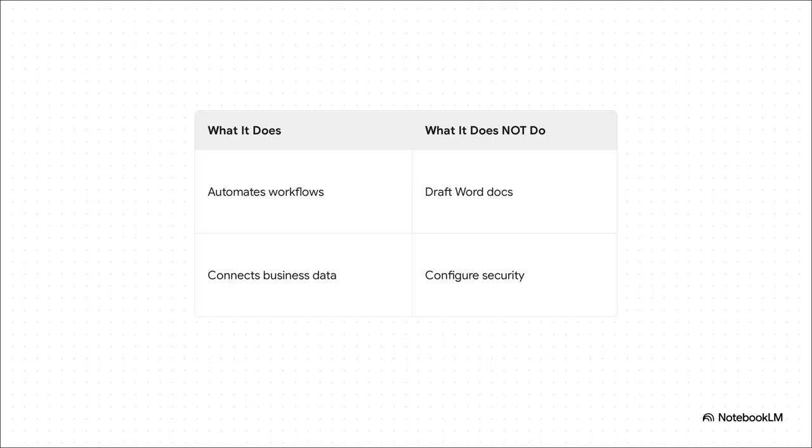Copilot Studio builds these standalone agents that connect to your business data and automate user interactions, and it can seamlessly escalate to human agents if needed. But what it does not do is draft your Word documents or build your PowerPoint decks. That's M365 Copilot's territory. And it absolutely positively does not configure your document security or permissions. That relies entirely on Microsoft Purview.